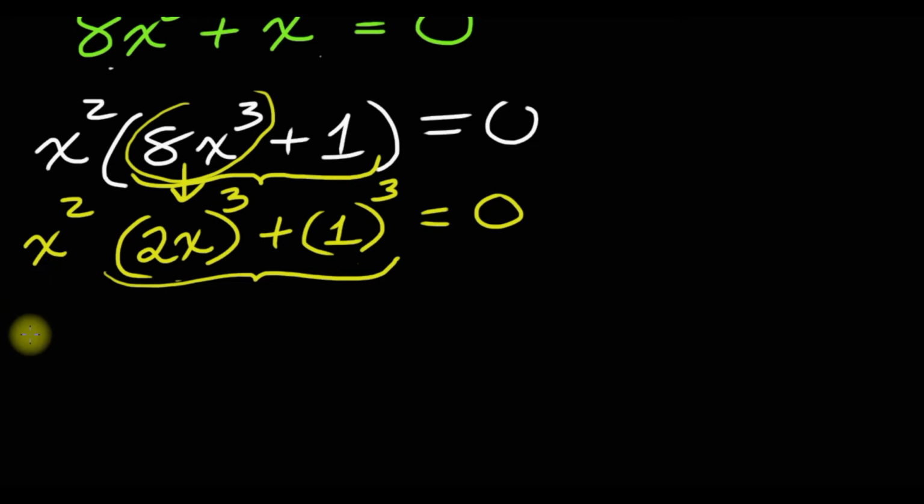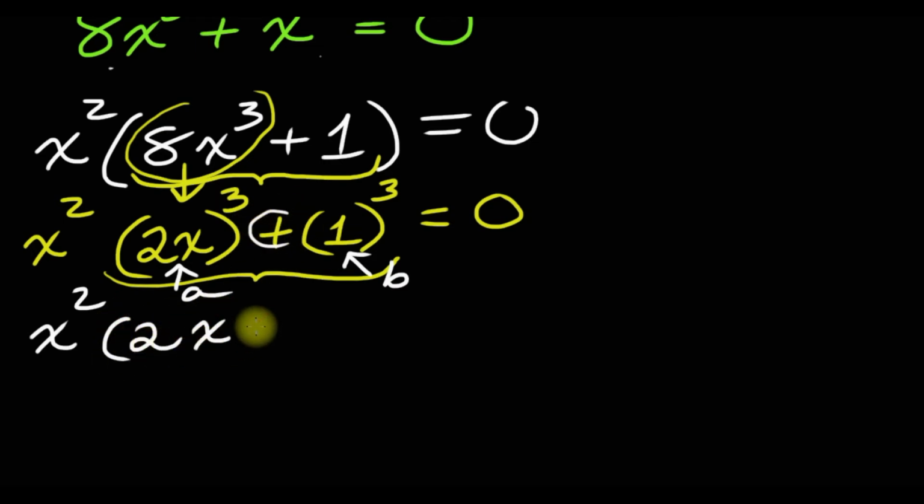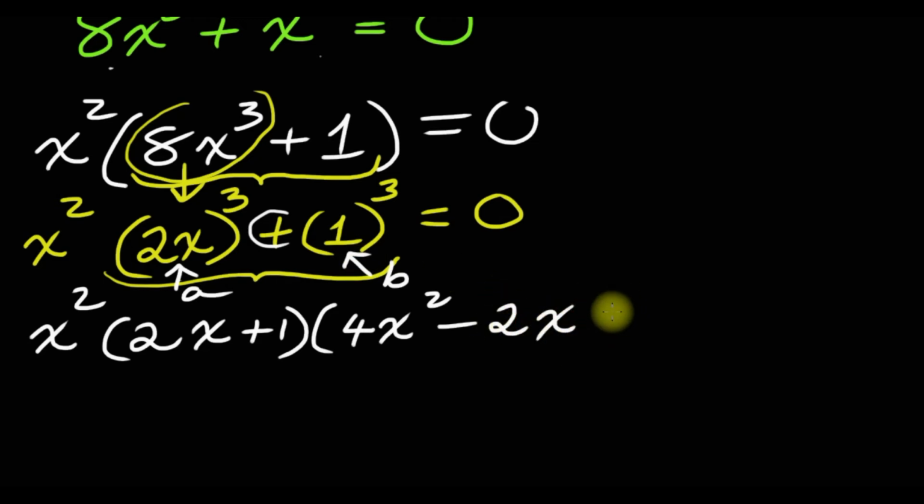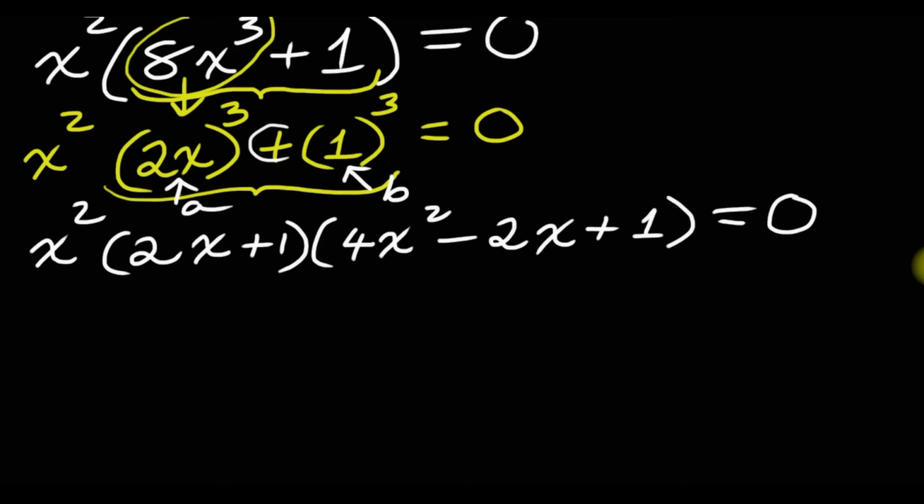So here we have x squared. So this is going to be the a, and then this is going to be your b. So it's going to be a plus b because it's plus. So a plus b is going to be 2x plus 1. And then a squared, or 2x squared, is 4x squared, minus ab, 2x times 1 is 2x, and plus b squared, well, that's just going to be 1, equals 0. Okay, so we factor it completely. It has 3 factors.